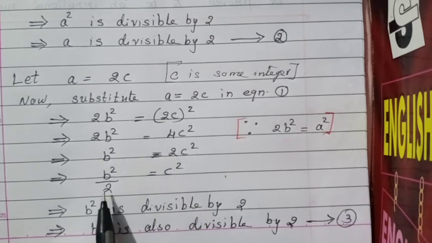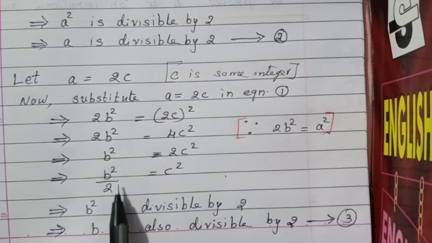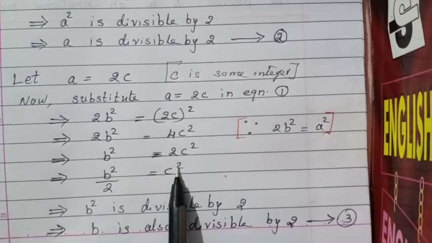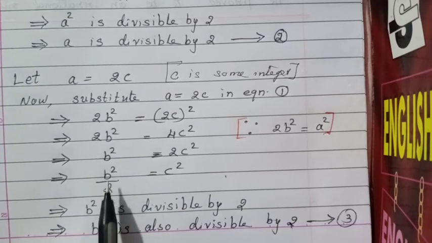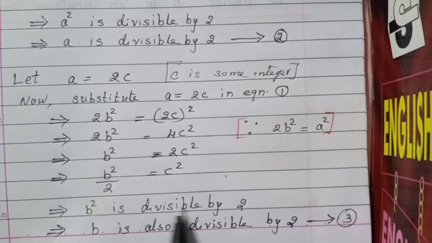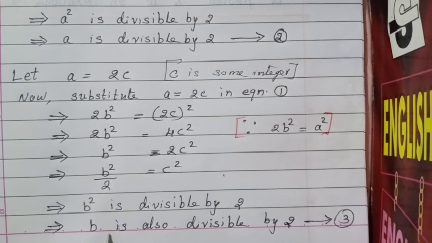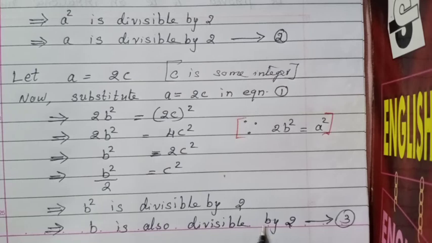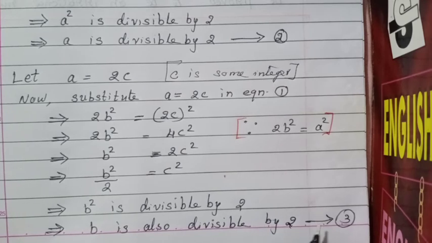This 2 we take to the left side. So b square divided by 2 equal to c square. From this, b square divided by 2, we can write b square is divisible by 2. That implies b is also divisible by 2. This is equation number 3.